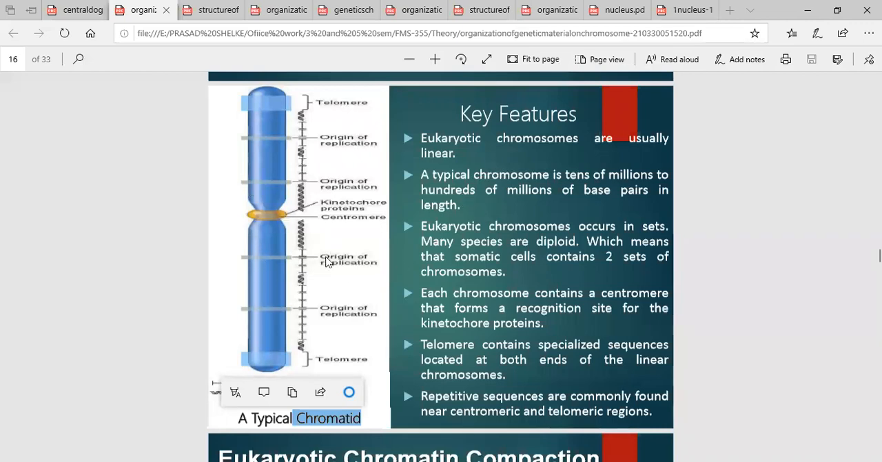Okay, this is a typical structure of a eukaryotic chromosome. It occurs in two sets of chromosomes. Okay, in a somatic cell it generally occurs in two sets. And in germinal cells, or germ cells, it occurs in haploid form, that means a single set. Those are the telomeres. They contain specialized sequences located at both ends of the linear chromosome. Those are repeated sequences found in the telomere regions.